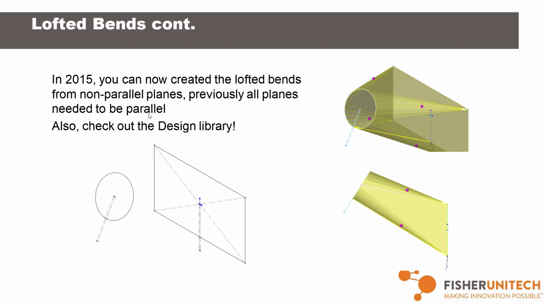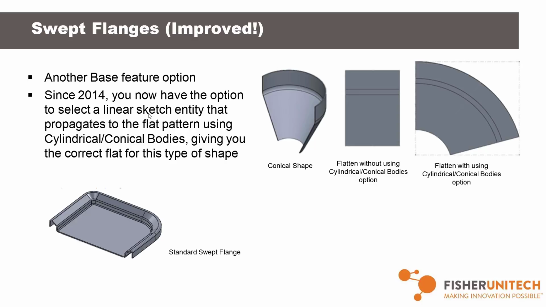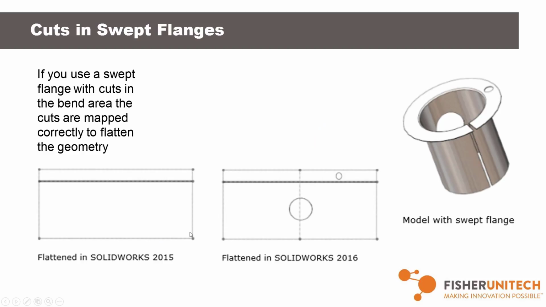And then I guess we'll just keep going. So slip flanges. This is going to be that third option we were talking about for the base sheet metal part. 2014 gave you the option to have more of this cylindrical conical body. So instead of getting this not accurate, just square flat, you're getting the option to have that full unrolled shape. And this is the standard swept flange for you.